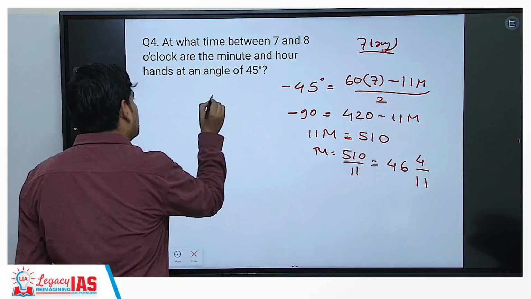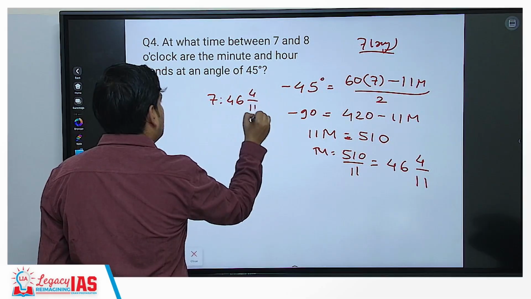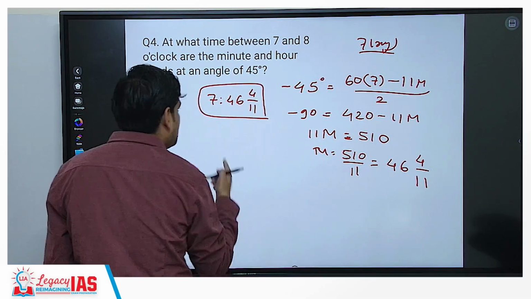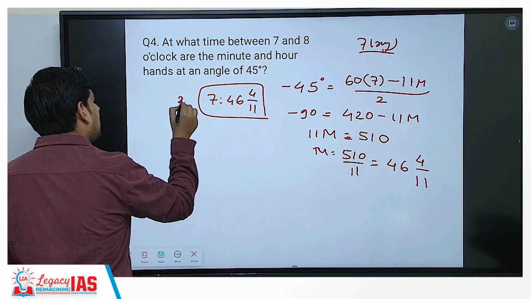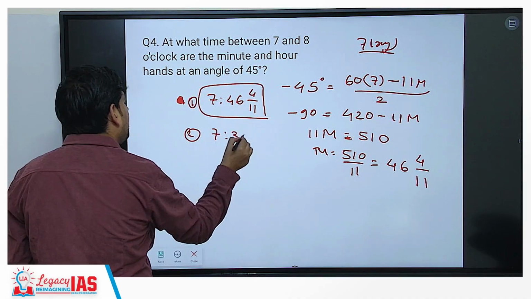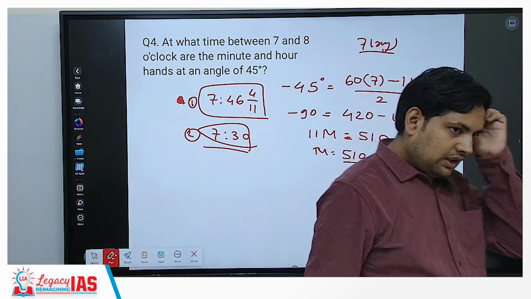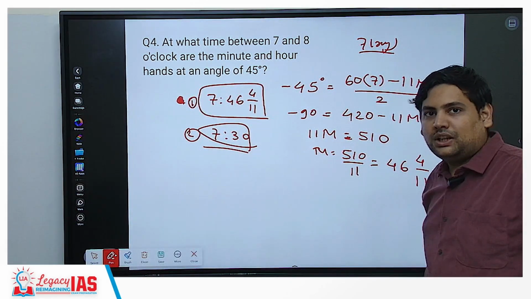That means this is another time where you will find 45 degrees between the hour hand and the minute hand. So this is one, and the other was of course the 7:31 that you all found out. Understood? Simple, correct?